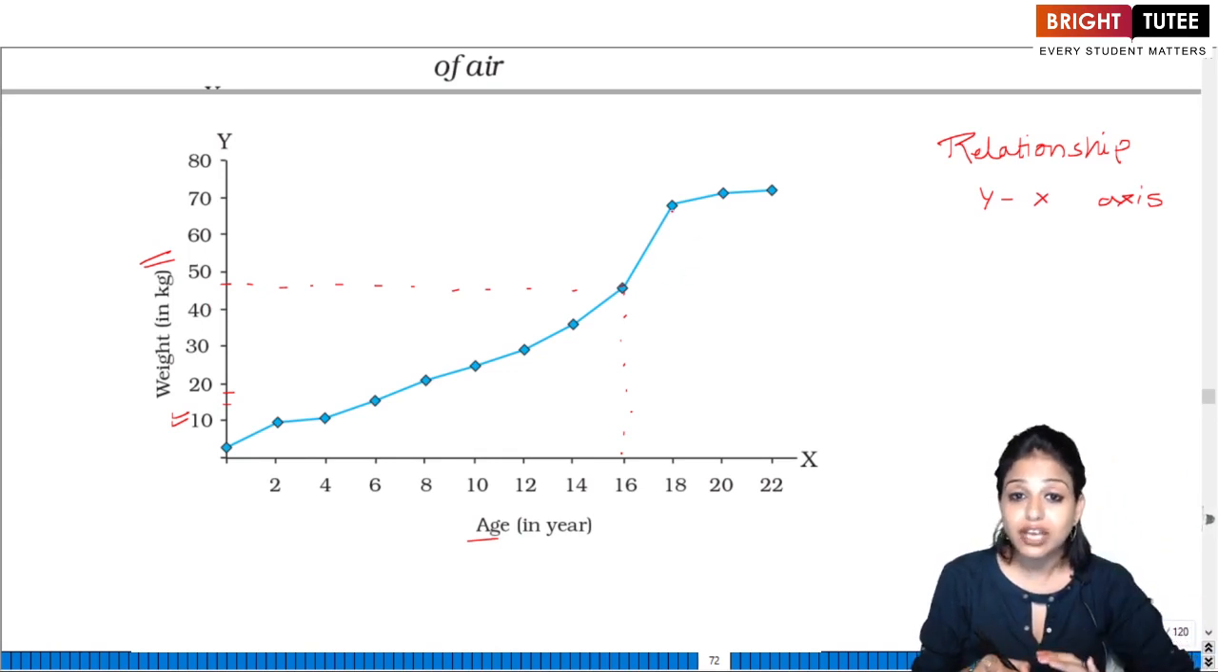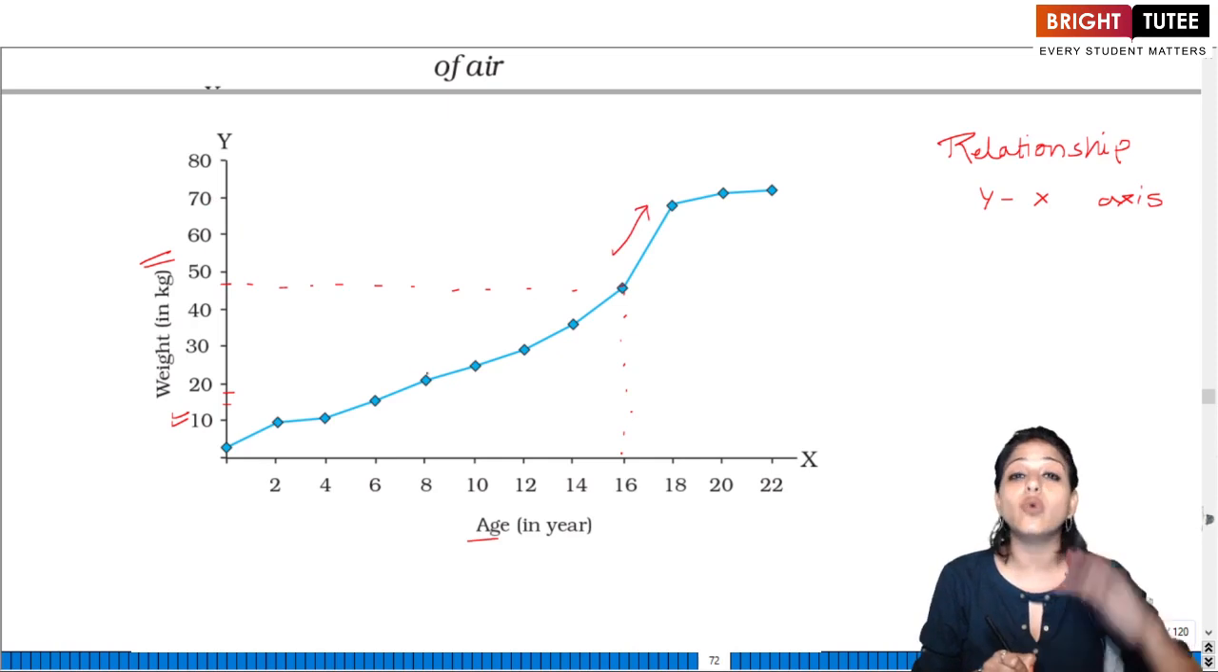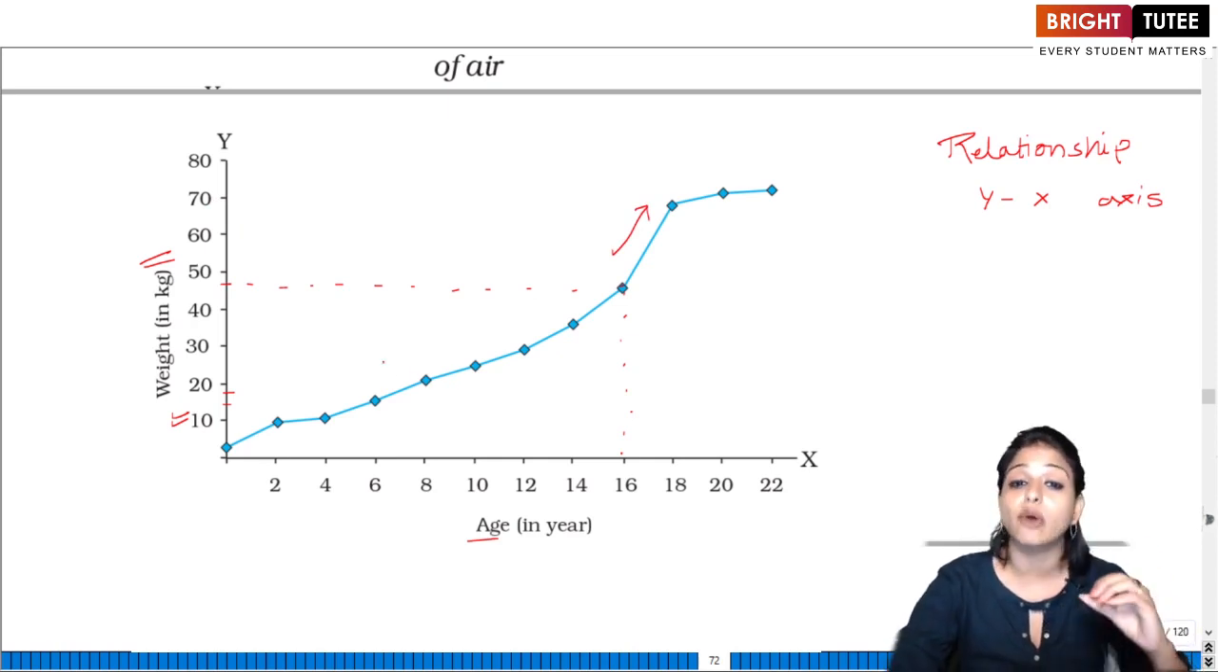span of his life. So you can see at 18 he has grown in weight from 47 to 70. That means the maximum growth is given here. So this is how we get to know or read the data from a graph.